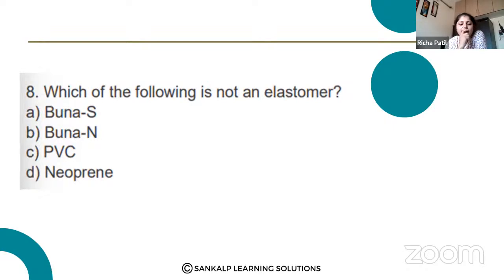Which of the following is not an elastomer? Yes, PVC. Here you should know what elastomers are. Elastomers have very weak intermolecular forces and are very elastic in nature. When you stretch them, they come back to their original position. PVC pipes, can you stretch them? No. So PVC is a plastic and not an elastomer. The correct answer is C.